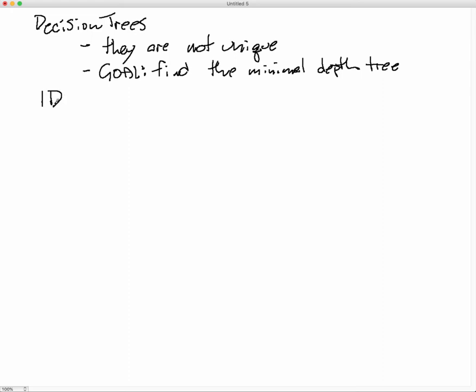It's called ID3. It was developed by a statistician. His name was J. Ross Quinlan, an Australian. I think he did this work sometime around 1980. And it's based on this idea of entropy or minimizing entropy.